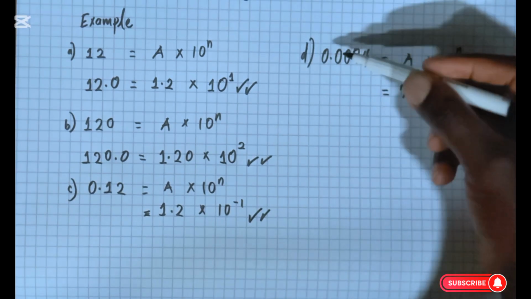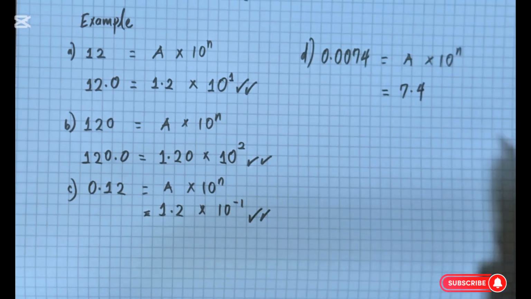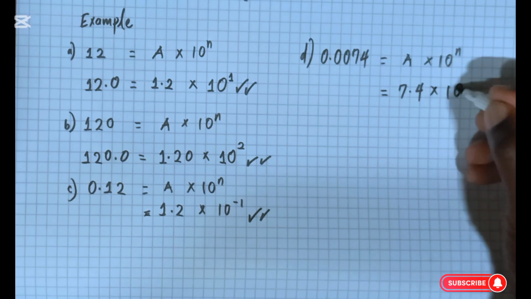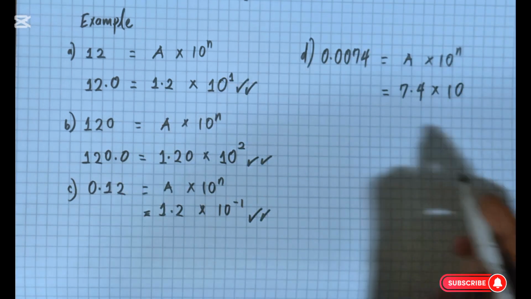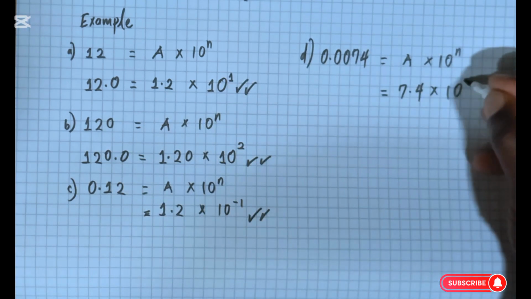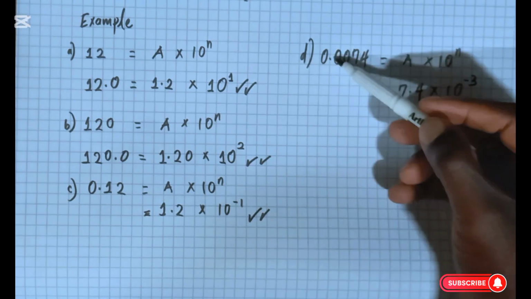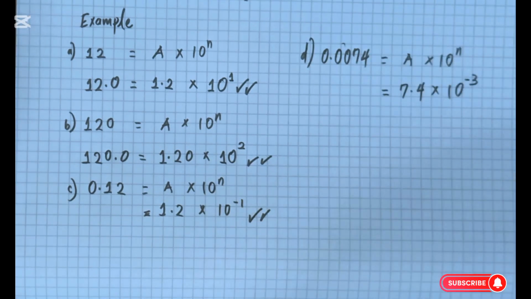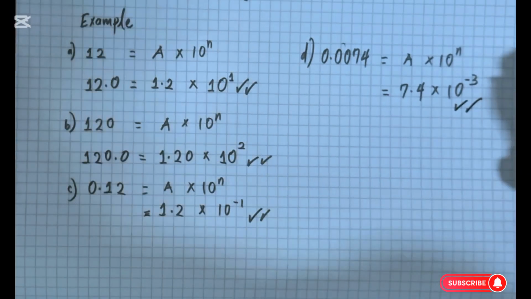All right, so how many times did we have to move the decimal point? 3 times. All right, and in what direction? To the right. So that's going to be negative 3. So it was 1, 2, and 3 times for us to actually achieve this standard form.